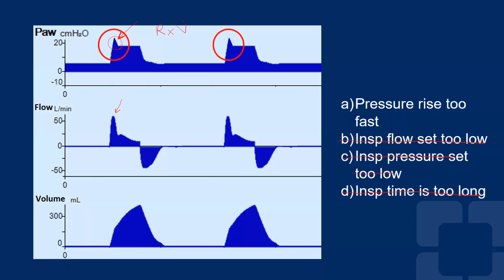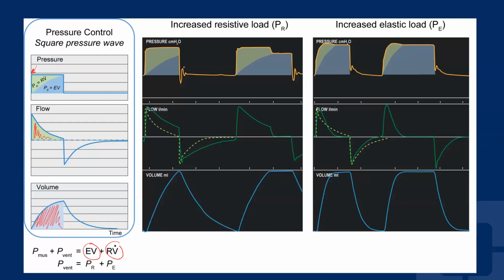If the resistance is high, what you will see is this delta, this difference between the peak and the plateau, increase, or the initial step up, which is the same, you don't need to do the pause, will be higher. However, if it's a compliance issue, what you will see is that the slope of the curve will change, and at the end, if you do a pause, the plateau pressure will be higher.